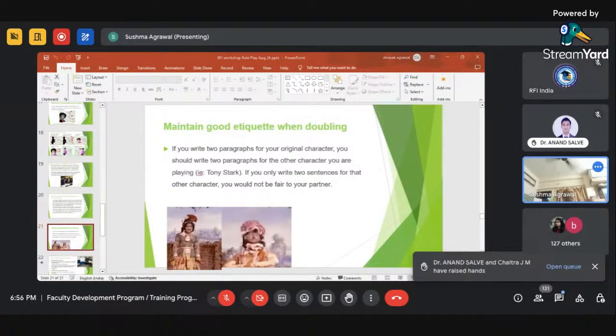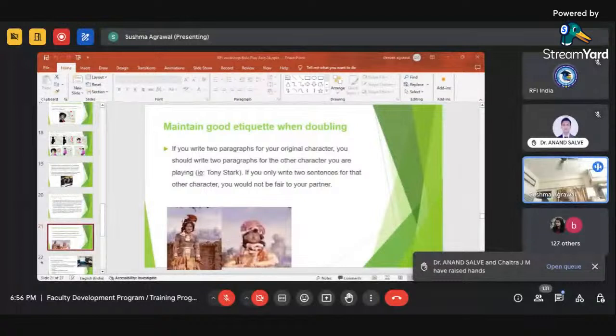With that, another activity is required, and that is the maintenance of etiquette, particularly when there is character doubling. Doubling means two types of roles are being performed. In that case, many other things are to be included. Just like this type of double role in a movie.